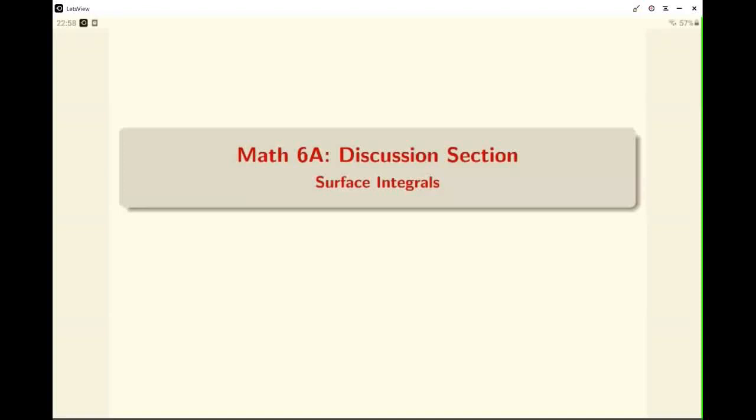For this last week before finals week, I'll be talking about surface integrals and the somewhat related topic of the fundamental theorems, Green's and Gauss's theorem, that allow us to think about surfaces in relation to either the volumes they bound or, if it's in the plane, the boundary curve.